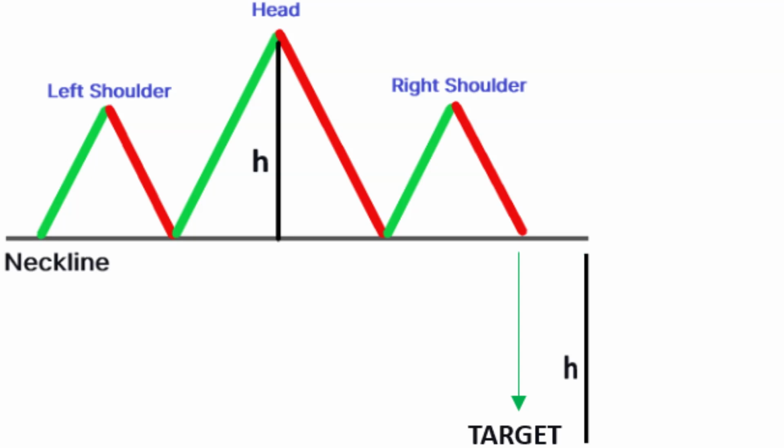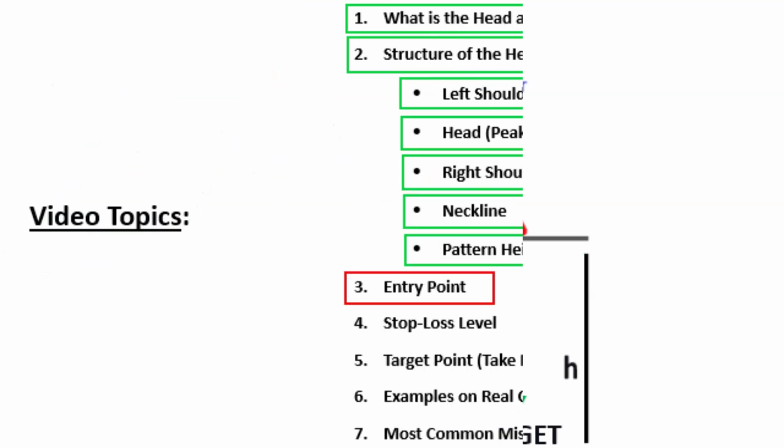To sum up, the vertical distance between the head and the neckline is the H value, and this distance is used directly to calculate the target after the breakout.